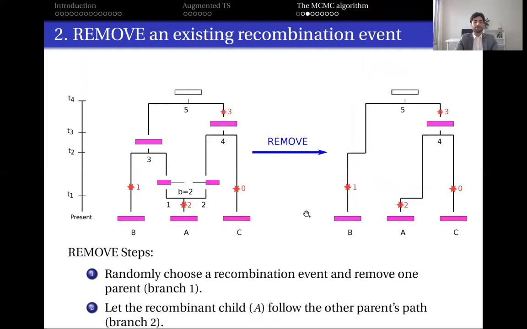The second transition is removing an existing recombination event. It is clear from the name. So we choose one recombination event at random and choose one of the parents and remove it. For example, here we choose parent 1 and remove it. So the child follows the path by the other parent, here 2, resulting in this graph on the right.